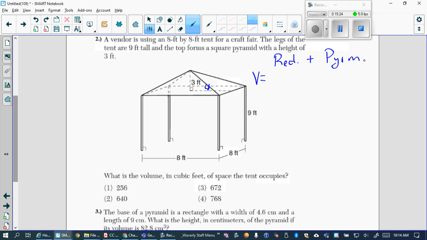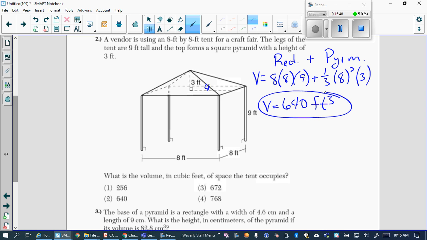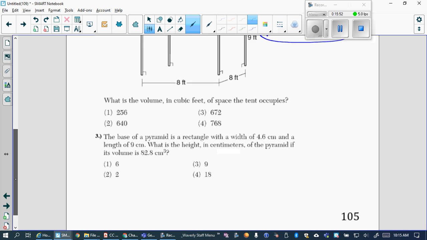So the rectangle volume is going to be 8 times 8 times 9, plus for the pyramid 1/3. It's a square pyramid, right? So 8 squared times its height, which is 3. And what do we say, 640 cubic feet. There we go. All right, moving along. Number 3.